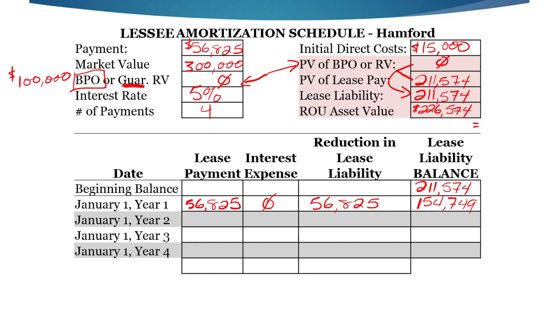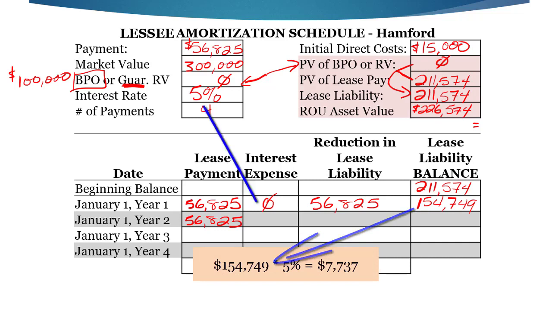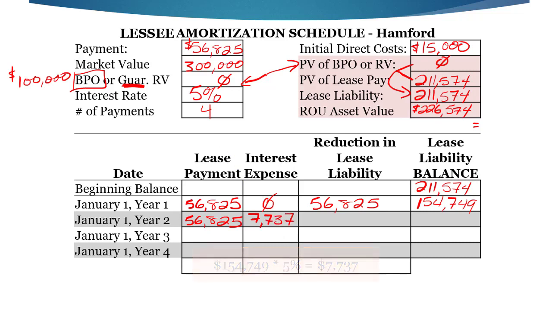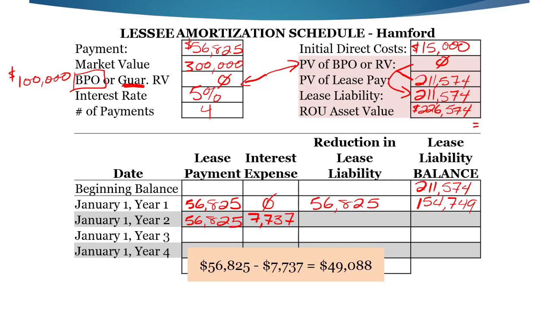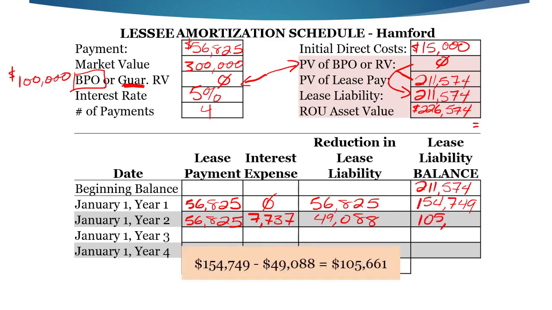Now I'm going to make another payment a year later, $56,825, and now a year has passed from January 1, year 1 to January 1, year 2. So I'm going to take the $154,749 times the 5%, and that's going to give me $7,737 as my interest, which means of the $56,825, only $49,088 will go to paying off the liability, which leaves me with $105,661. And I can keep going.